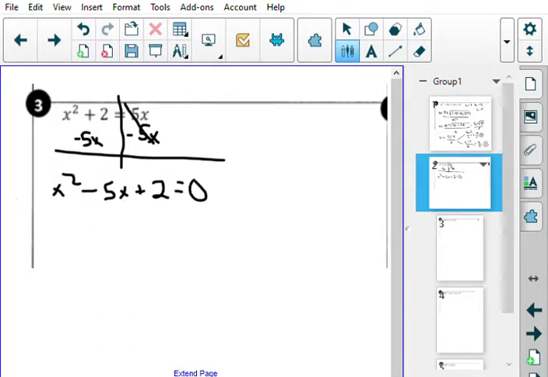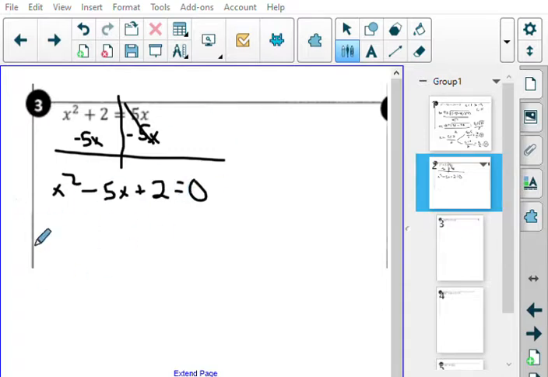So if we check it in Desmos here, if we do x squared minus 5x plus 2, we can see our solutions are at 0.438 and 4.562. Okay, so that's what we're going to try and find.